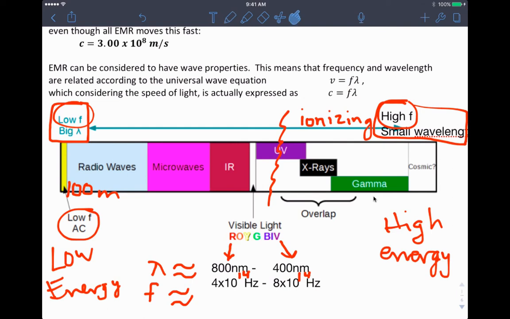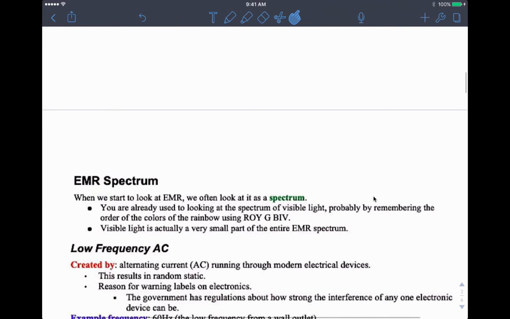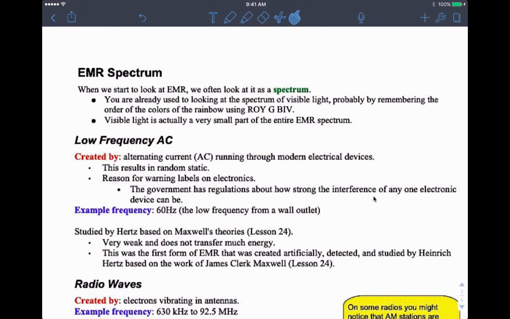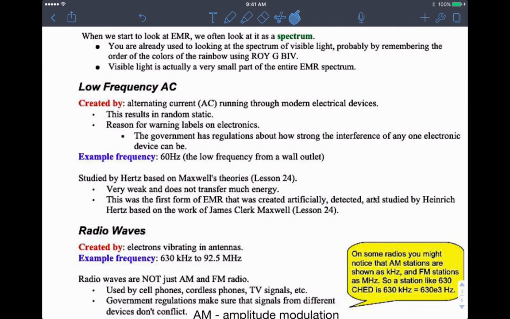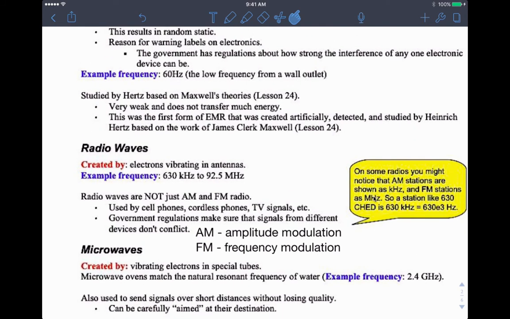I left these in the notes as well, which you can look at. There are some general things that you should know about the different kinds. So we start with low frequency alternating current waves. Heinrich Hertz actually did experiments with AC waves, and we name the unit of frequency after him because of his work with those. Radio waves, like I said, are around 100 meters, plus or minus, in terms of their length. You should make note of this.